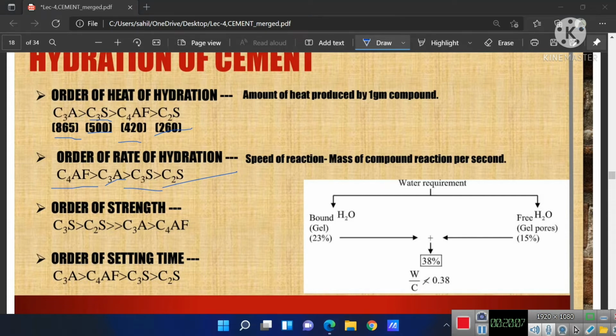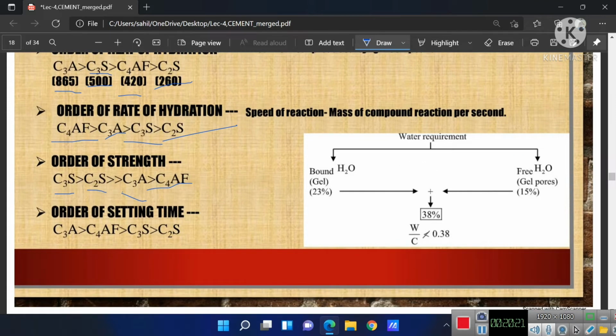In order of strength, C3S is the greatest, then C2S, and C2S is greater than C3A, and C3A is greater than C4AF. In order of setting time, C3A has the quickest setting time, then C4AF, then C3S, and then C2S. Therefore, C2S is responsible for the later strength, and C3A is responsible for the early strength.